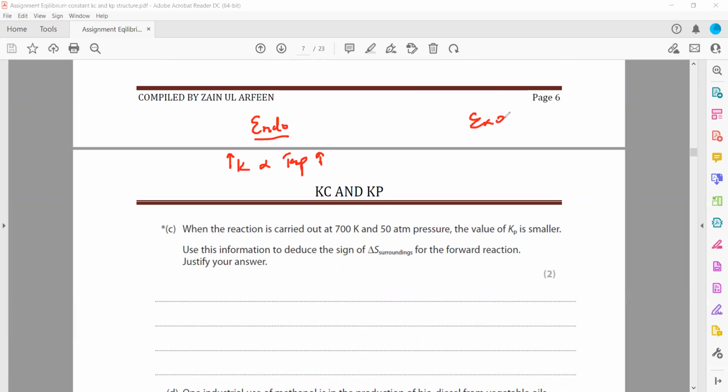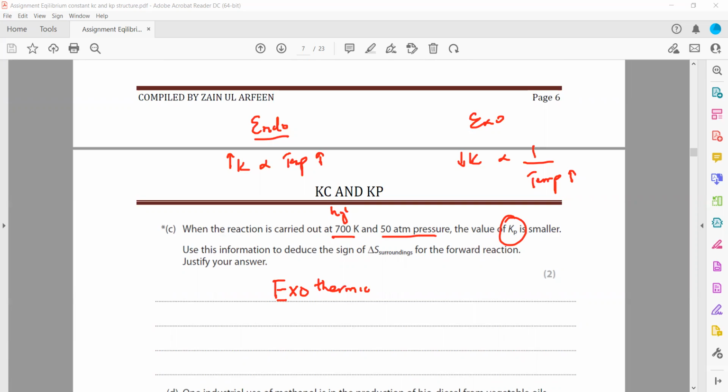But for exothermic reactions, what will happen when we increase the temperature? If the forward reaction is exothermic, when we increase the temperature, the value of Kc or Kp will decrease. So as you see, when the reaction is carried out at 700 Kelvin and 50 atm, the Kp is smaller. So if the temperature is high and the value of the Kp is smaller, this gives an idea that the forward reaction is exothermic.